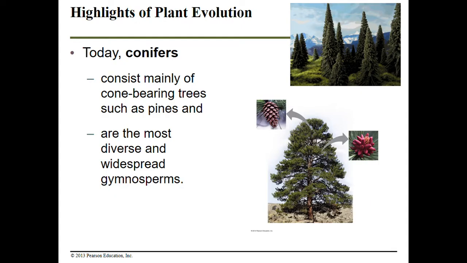All right, moving on again. So the pine cones that we can see, for example, this picture right here, that's the female portion. The male portion is this little structure right here, and it makes pollen. So conifers consist mainly of cone-bearing trees such as pines, and they are the most diverse and widespread gymnosperms.